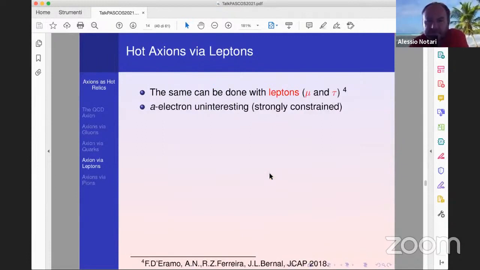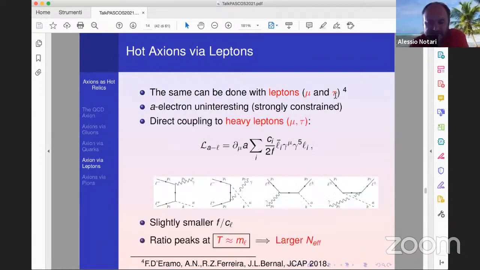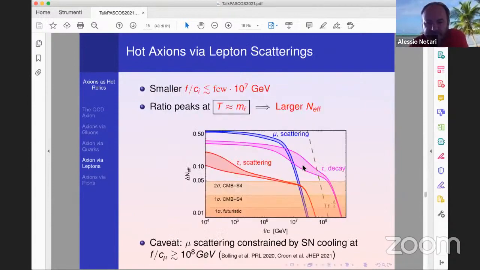Okay, then the same can be done with leptons. One can use mu and tau, for instance, and exactly the same calculation, it peaks at the mass of the leptons now. So from the leptons, for instance, one can get from muon scattering this type of curve. It goes to much larger Delta N effective, but it is at lower f, and this is in contrast with some bounds from supernova.